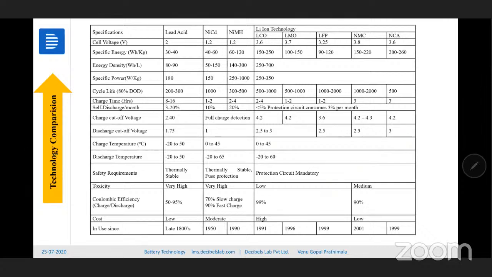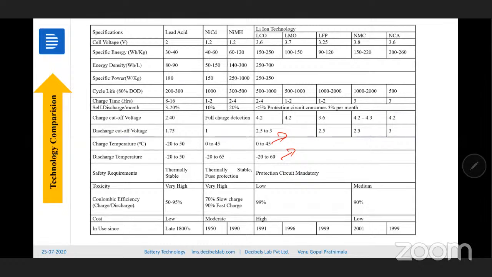Okay, so that's also one of the reasons behind going for lithium-ion technology. And the other reasons were voltage range. We have a wider voltage range or operating region and a wider operating temperature region. We can operate in the temperature region, for charge, if you look over here, it is 0 to 45, and discharge is minus 20 to 60 degrees Celsius.